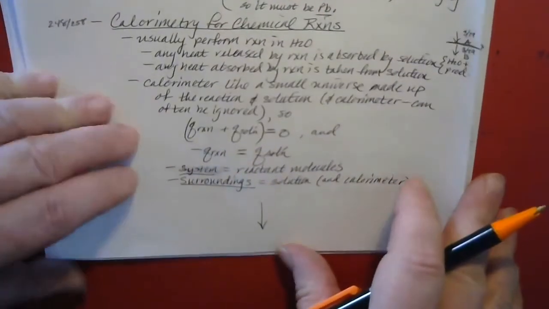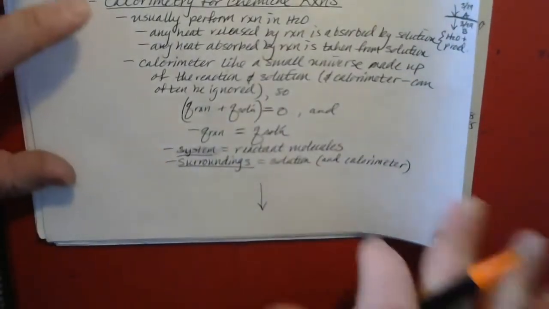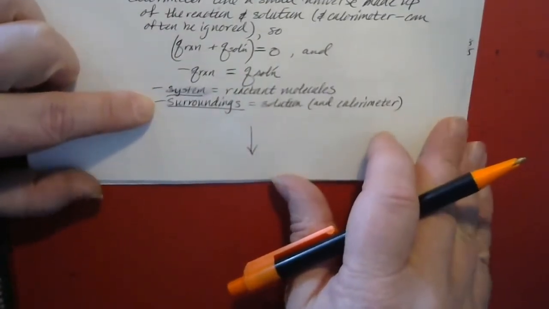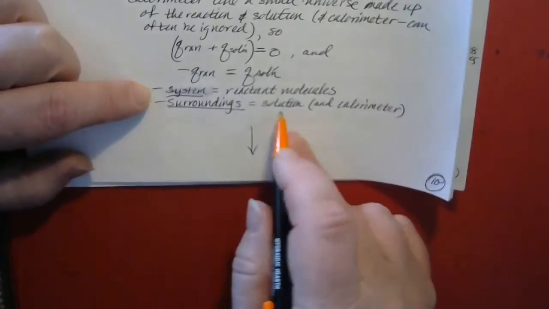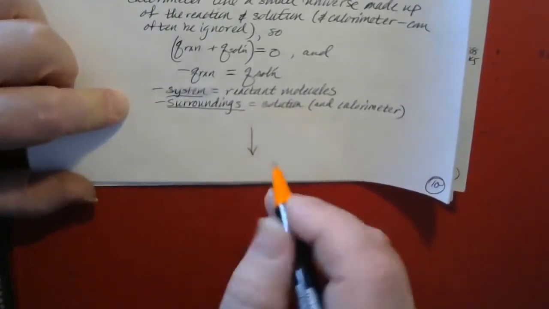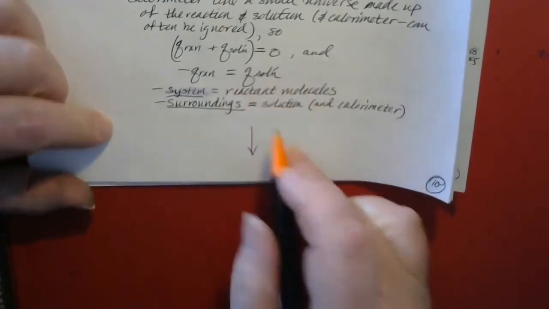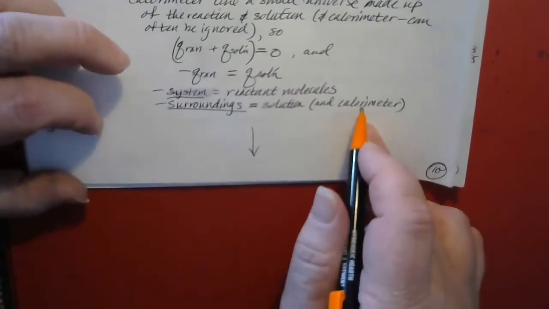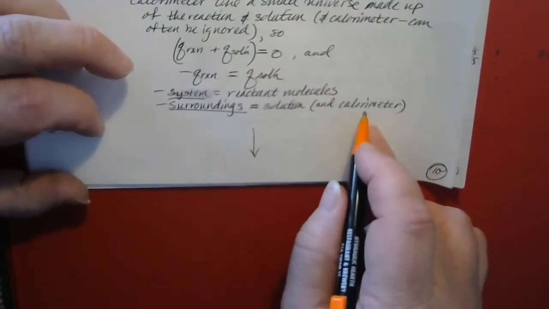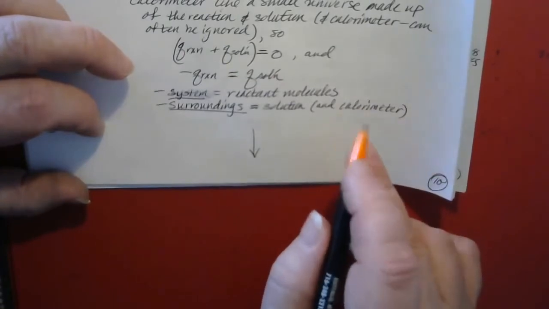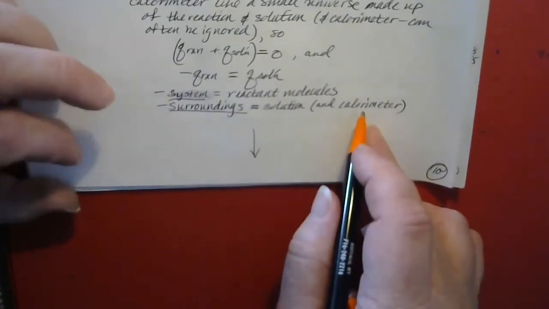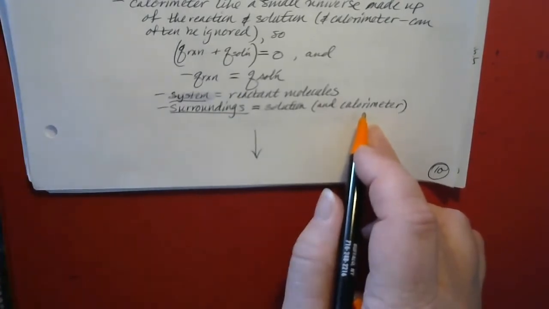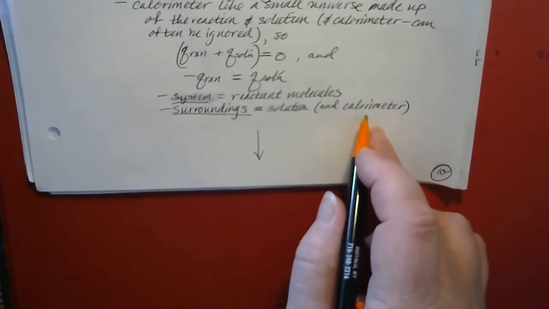All right. So the system, again, is just the molecules of the reactants. Everything else is considered surroundings. That would include the solution, which of course would be made up mostly of water, and it would include the calorimeter itself. In many cases, we can fortunately ignore any heat absorbed by the calorimeter, unless we need extremely accurate results, or unless the calorimeter is made of some material that absorbs a lot of heat.